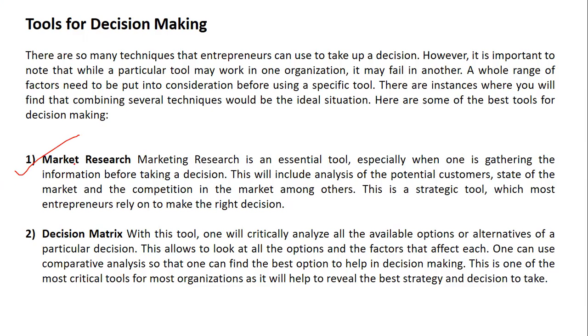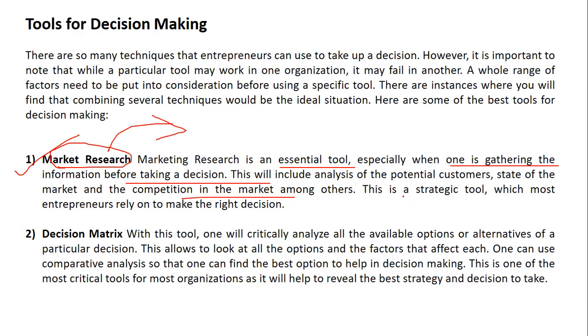So the first tool is market research, which is one of the essential tools, no doubt. The information is gathered, that is, when one is gathering the information before taking a decision. So we do market research before we take a final decision. It is nothing but analyzing the potential customers, the state of the market, or the competition in the market, and using that as a strategic tool, we can come up with the right decision.